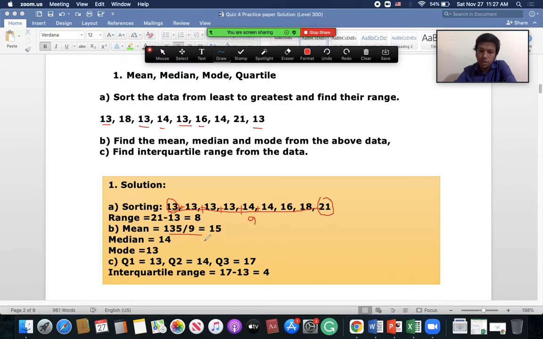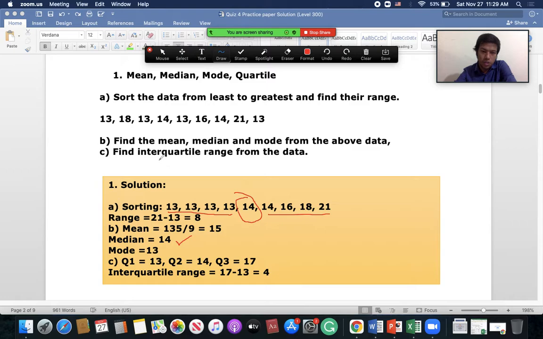What is the median? Median is the middle number of the arranged data. We can see that in total we have 9 data, that means 4 will be on this side and 4 will be on the other side. The middle number is 14. This is the median. What is the mode here? Mode is the maximum occurring data in the data set, or the number that comes the most times. So in this data set, 13 is the mode.